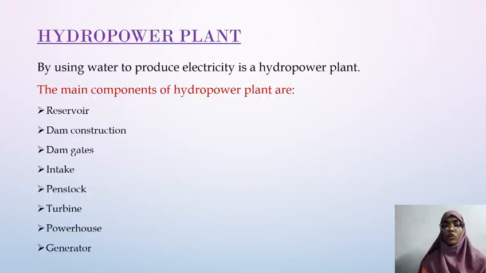Using water to produce electricity is a hydropower plant. Here the main source is water. By using water we produce electricity, and that is known as a hydropower plant. The main components of a hydropower plant are reservoir, dam construction, dam gates, intake, penstock, turbine, powerhouse and generator.